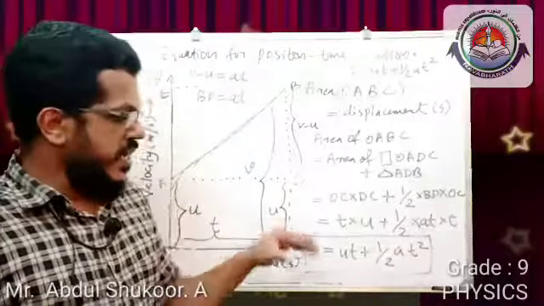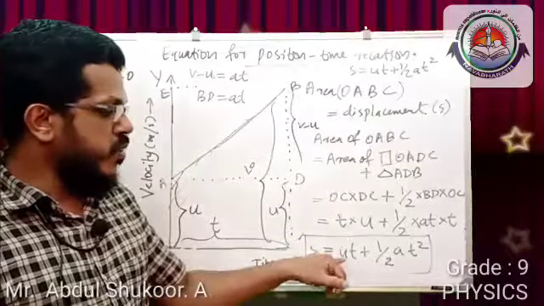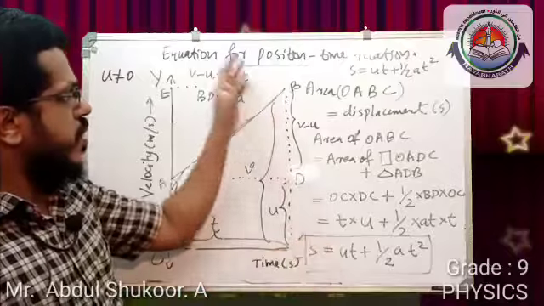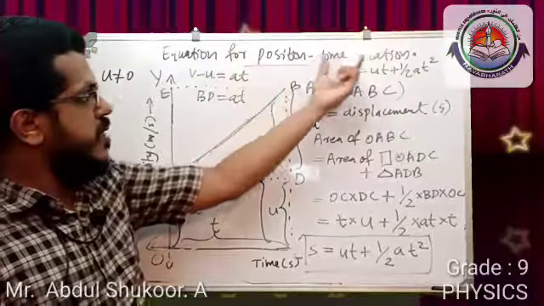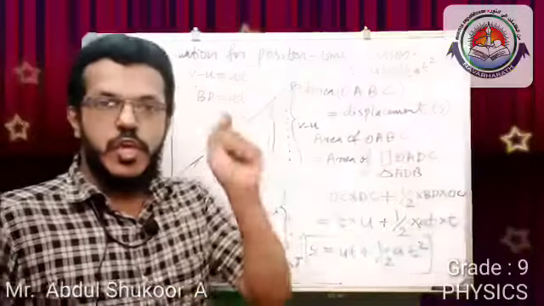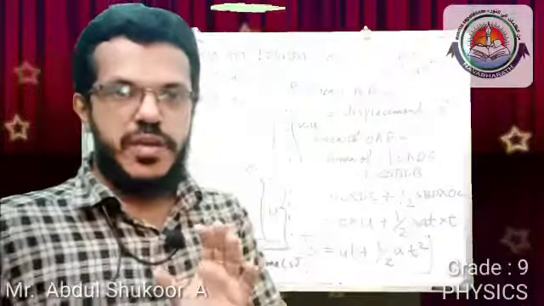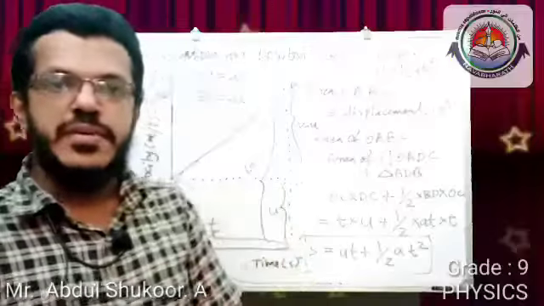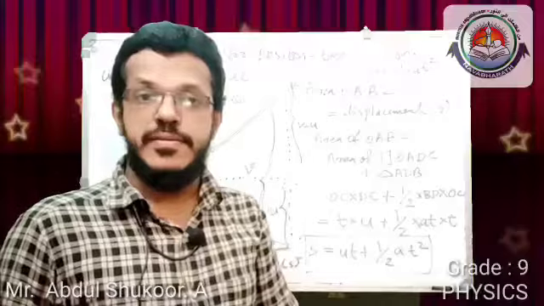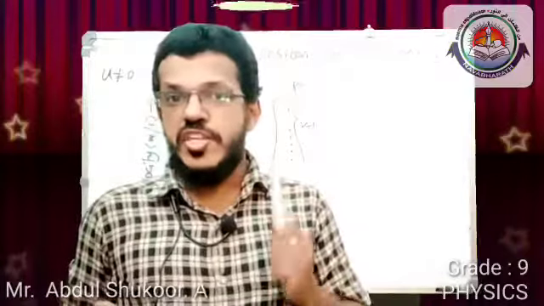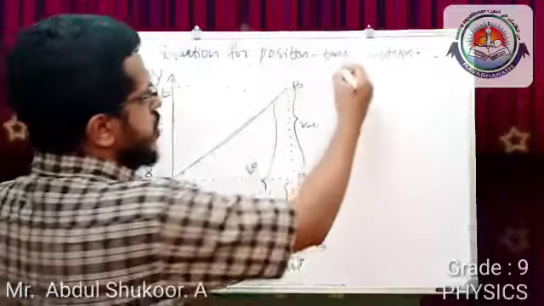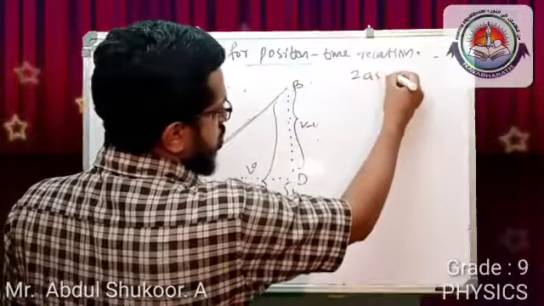S is distance, U is initial velocity, and T is the time. This equation shows the position time relation of motion. That is S is equal to UT plus half AT square. That's also derived from this graph. Do you understand?